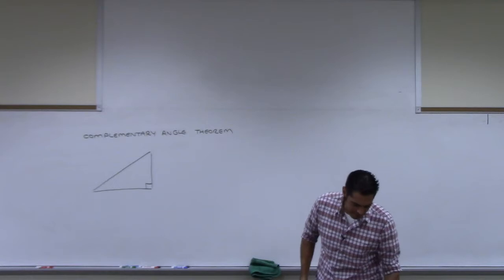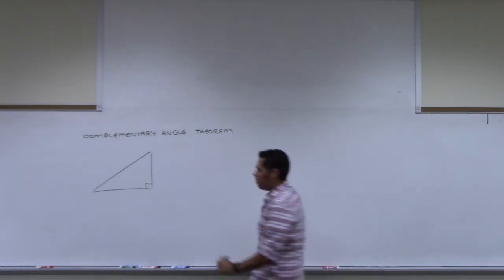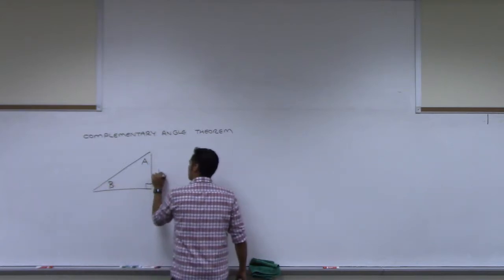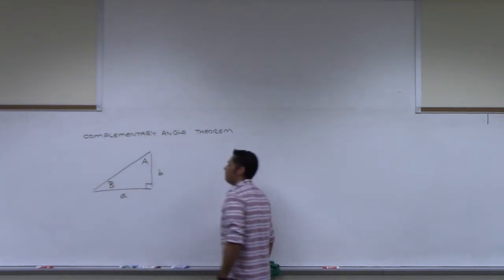All right, so let's draw. I need to draw this exactly the way they have it, so I make sure they call this A, this B. So that makes this little b and this little a.